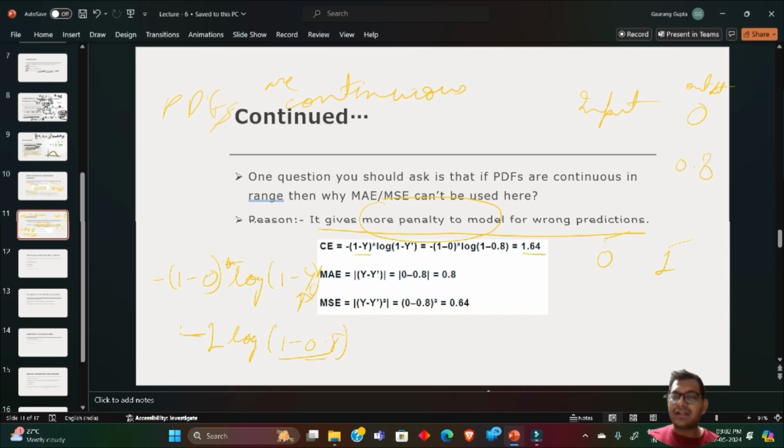So it will give you a value of 1.64. If you use mean absolute error and mean square error, the values are very much less than this. So that's the benefit of using categorical or binary cross entropy: it gives more penalty.